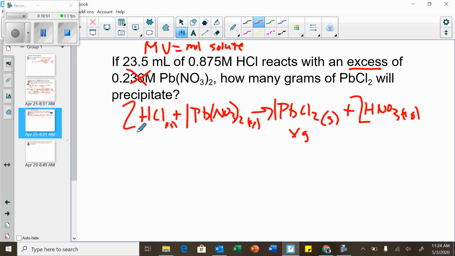So to figure out how much HCl we have, we're just going to multiply the molarity, 0.875, times the volume in liters, 1, 2, 3. Got to put a 0 in there.